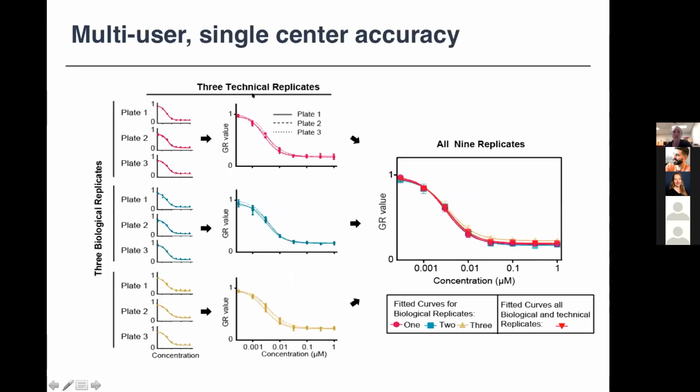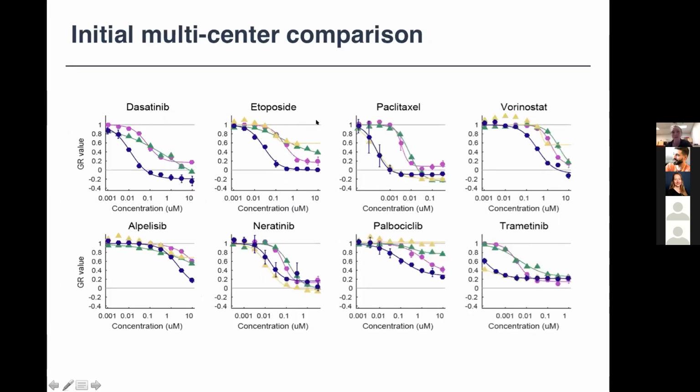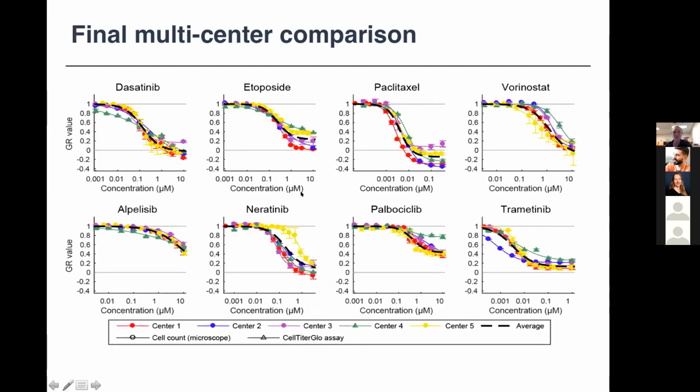Within-center accuracy was really good. This isn't surprising, I hope, but it was still, I think, an important sanity check that different scientists within one center can produce highly consistent data. But when we initially looked across centers, we were quite surprised by how poorly some of these dose responses agreed. Thankfully, by the time we finished, we were able to get all centers to agree very closely.